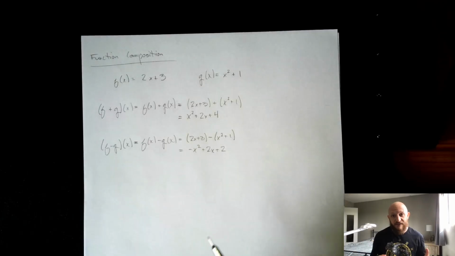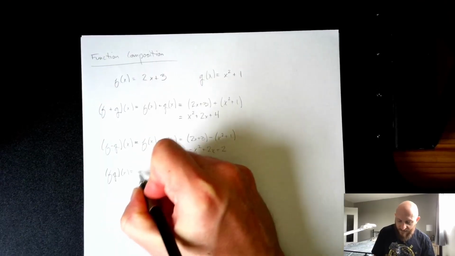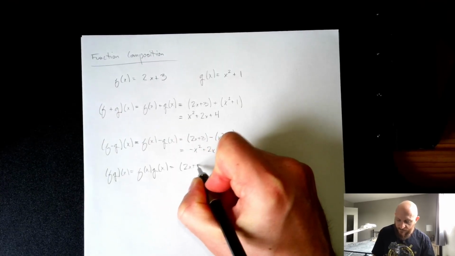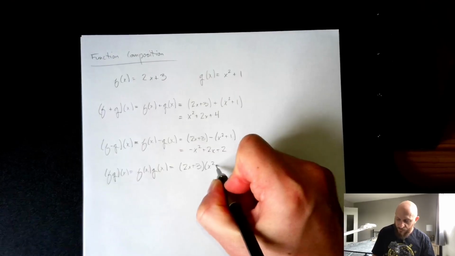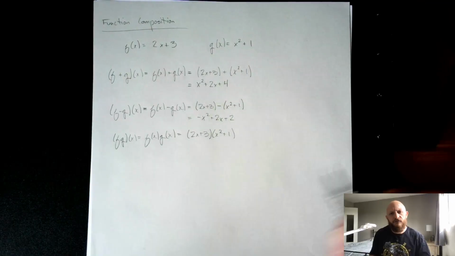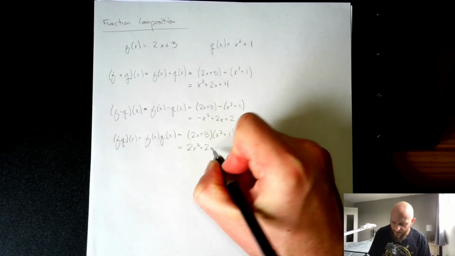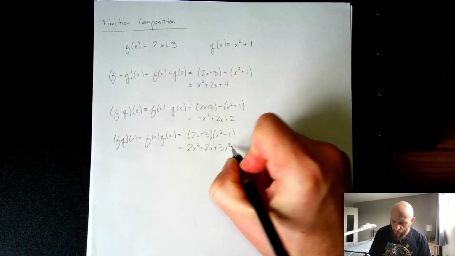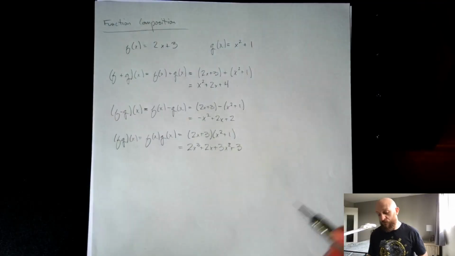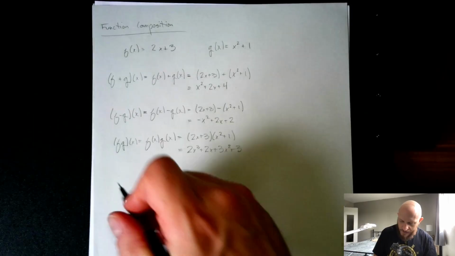If you wanted to do f times g of x, written as fg of x, this is the same as f of x times g of x. So 2x plus 3 times x squared plus 1. And remember, when you have something like this, two binomials, you have to FOIL them out. So this will become 2x cubed plus 2x plus 3x squared plus 3. There's really no more simplifying to go on there. You could rearrange it as 2x cubed plus 3x squared plus 2x plus 3.